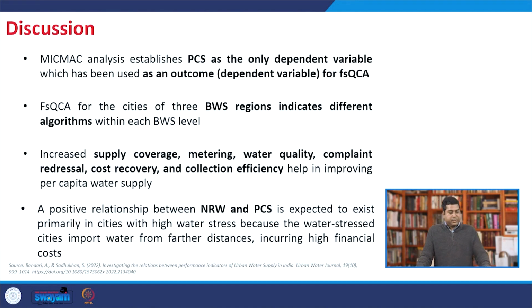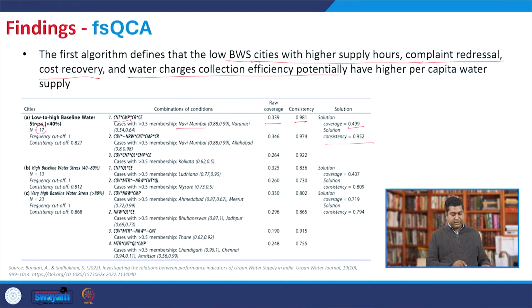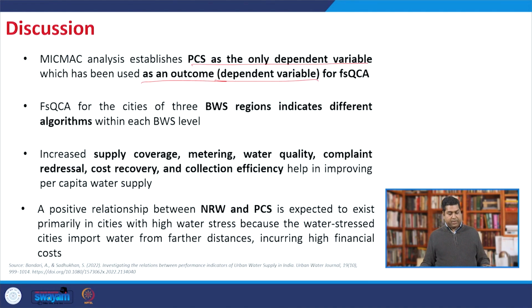Now, coming to the discussion. MICMAC analysis establishes that the PCS is the only dependent variable, which has been used as an outcome for FSQCA. That is why the conditions that we have presented in this table are all related to how it is going to change the per capita supply.